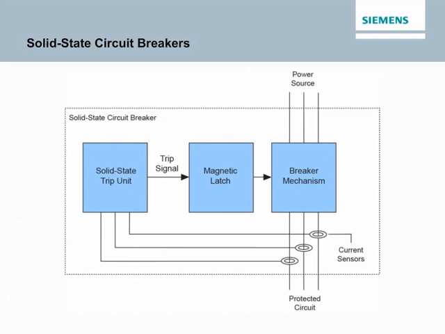Current sensors connected to the trip unit monitor the load current. The trip unit continuously compares this current to trip unit settings. When current exceeds a preset value for the selected time, the trip unit triggers a magnetic latch. The magnetic latch opens the breaker's contacts, disconnecting the protected circuit from the power source.